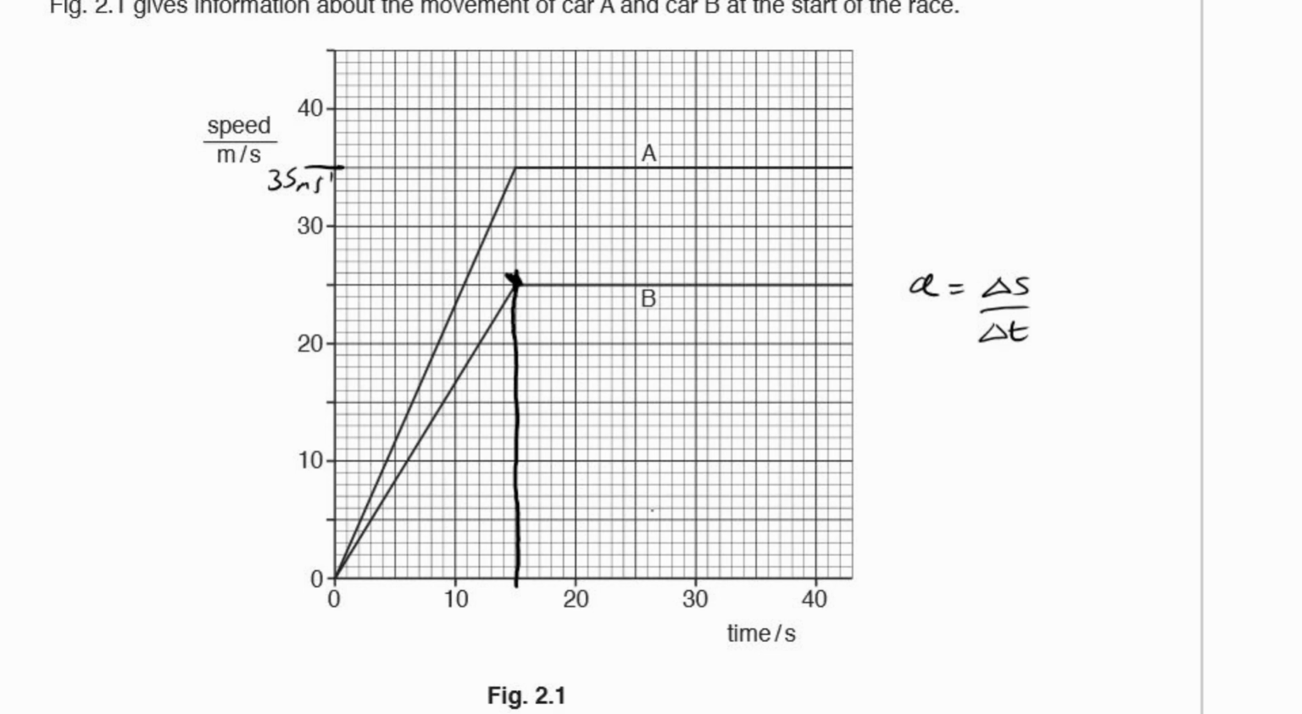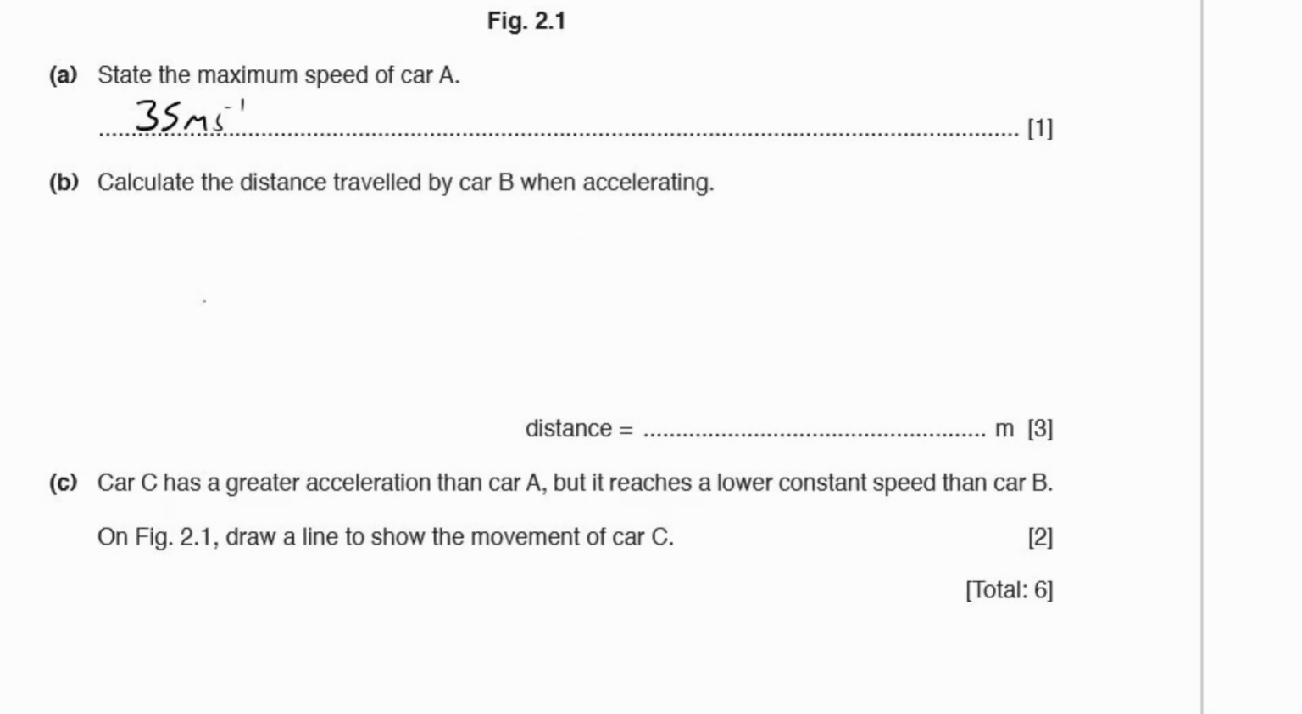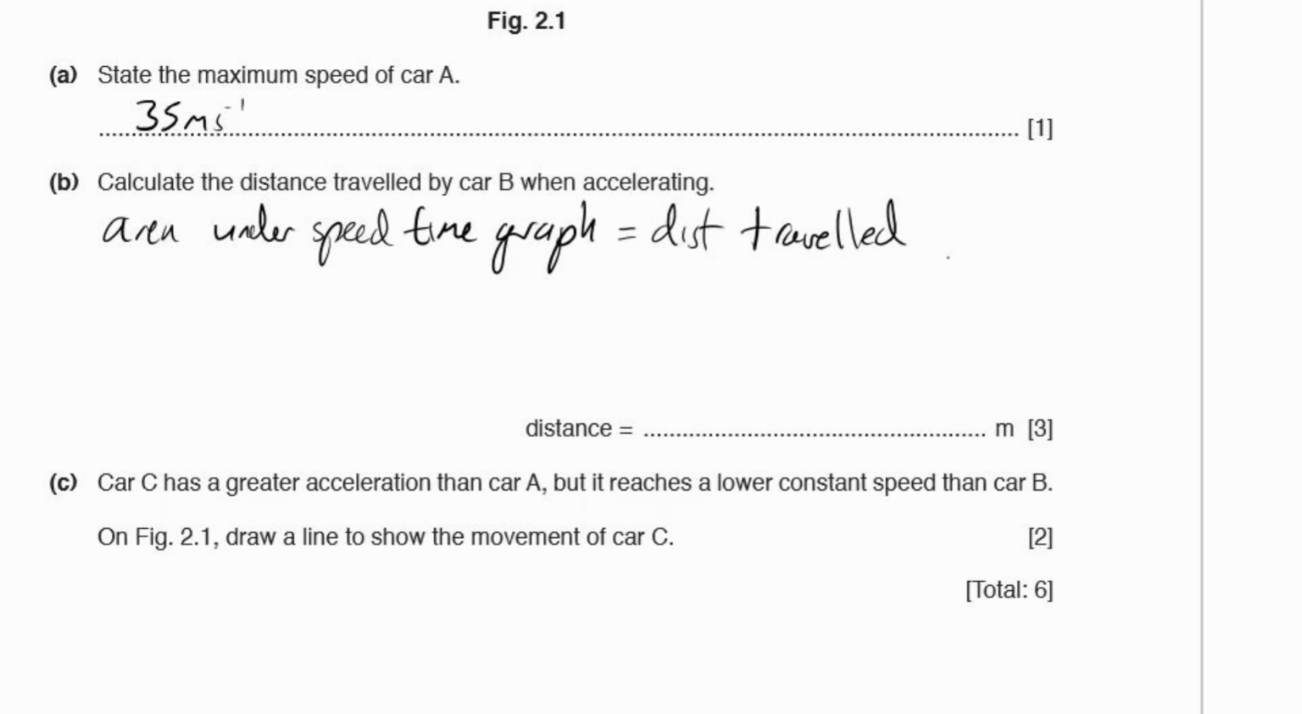There we go, so that's 15 seconds along here. And if I mark it on the y-axis, it's 25 metres per second there. Now why have I drawn that? Okay, well, because this area here, the area under a speed-time graph, is the distance travelled. And what I've got is a triangular shape. So the area under a speed-time graph is the distance travelled. We've got a triangular area up there, let's use that.